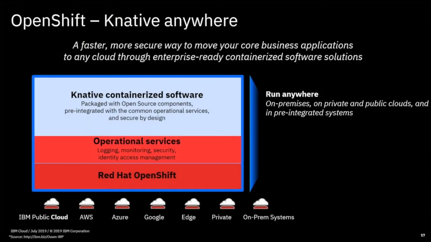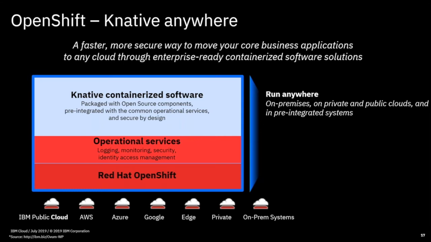So where can I run Knative then? Because Knative runs inside OpenShift, you can run Knative anywhere. Red Hat OpenShift is available across all the public cloud providers. It's also available to be installed on-prem in your own data center, in your own private cloud.